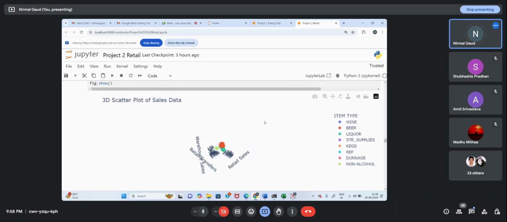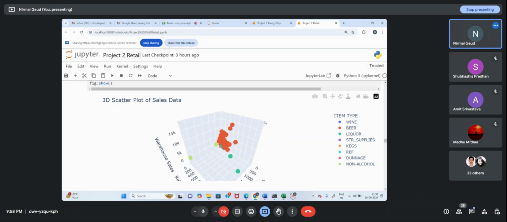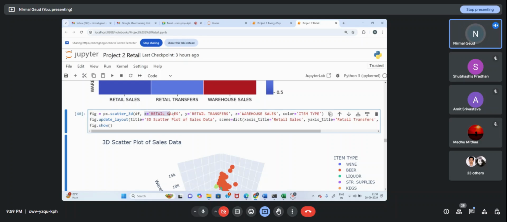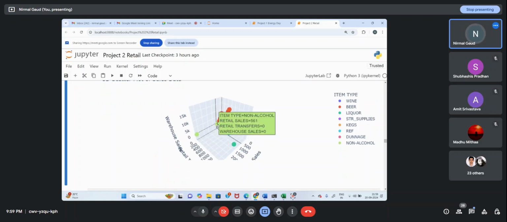3D plot also I made. These are the 3D plots. In the 3D plot, I considered on the x-axis retail sales, y-axis retail transfer, z-axis warehouse sales, and I considered item. So this is my 3D plot for them. Because I made it with Plotly, once you move your cursor, it will let you know. For example, item type beer, retail sales is 628, retail transfer is 586, and warehouse sales is 10.16788k. Such values are mentioned here.